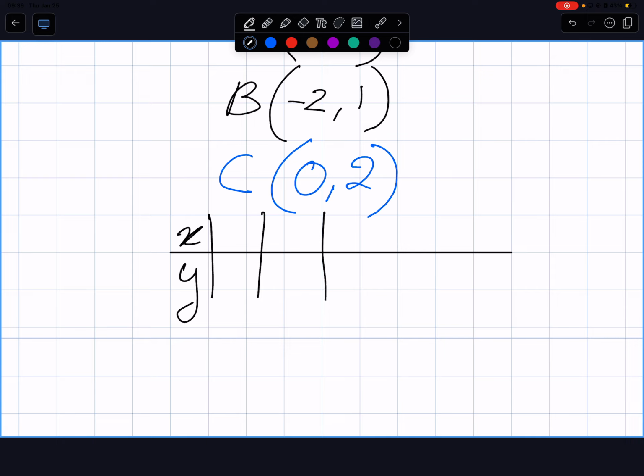When a table is given, the x is always at the top and the y value is always at the bottom.